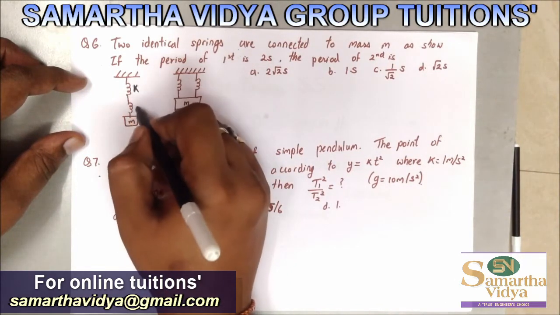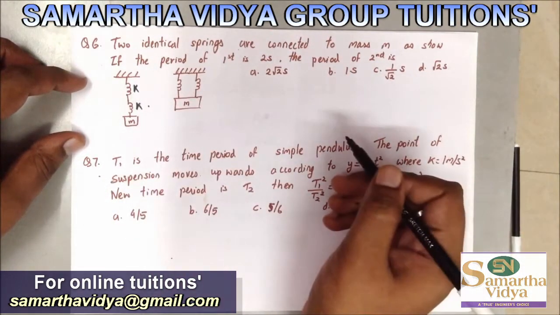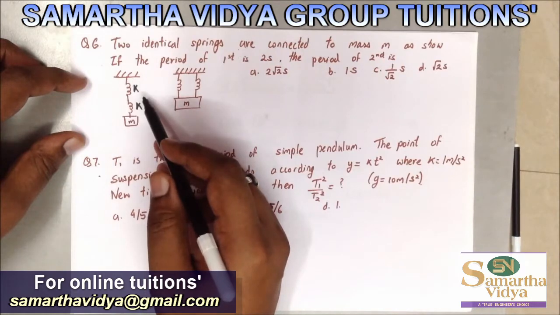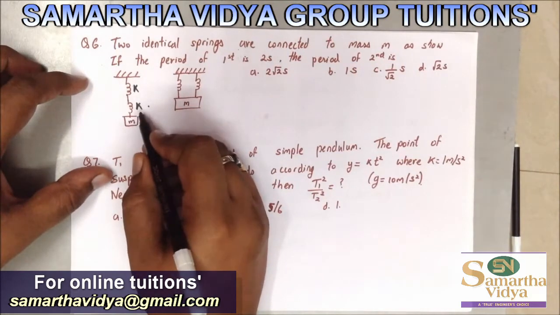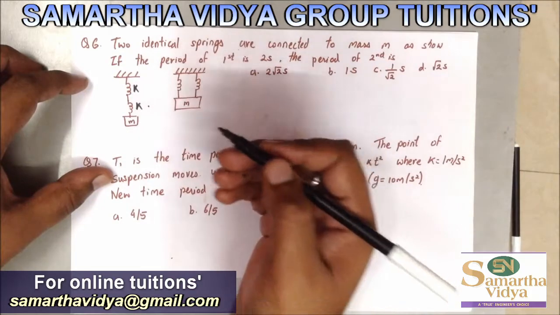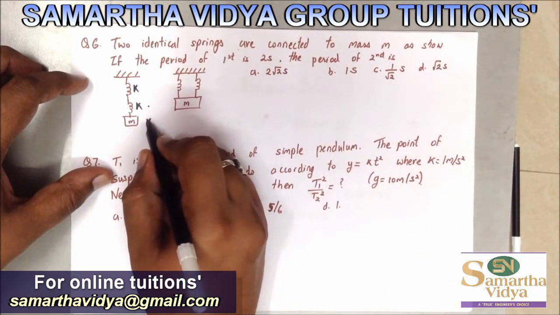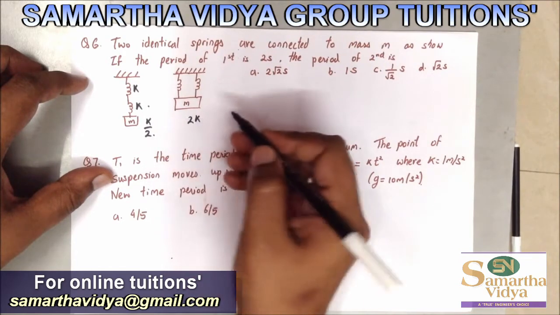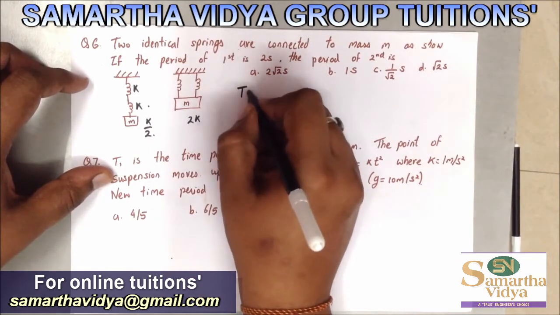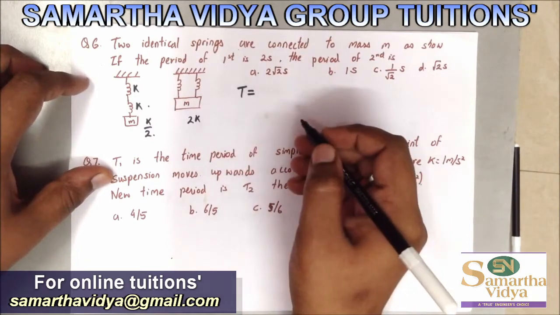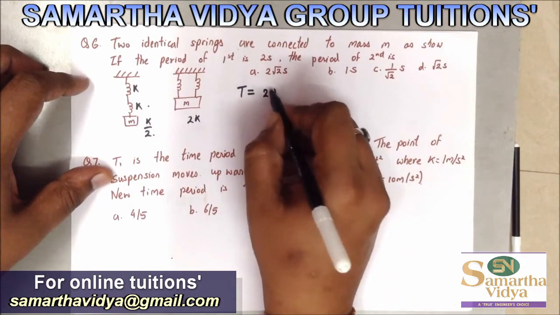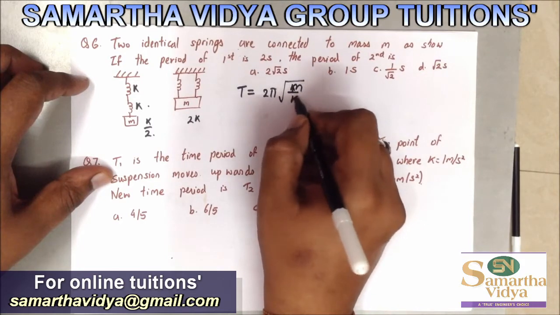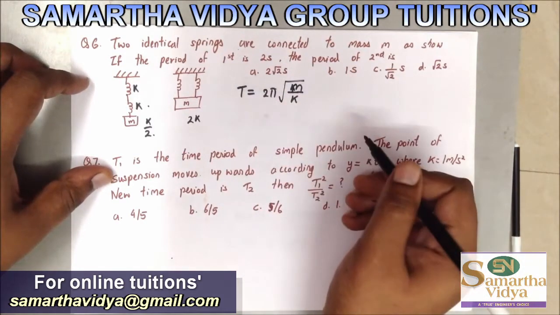So let us assume that the spring has a constant of k. Now since it is connected in series, we know for series connection the overall spring constant is going to be nothing but k by 2, and for a parallel arrangement it is going to be 2k. Now the formula which we are using is T, the time period, is given by 2 pi root of m by k. So this is the formula which we are using.